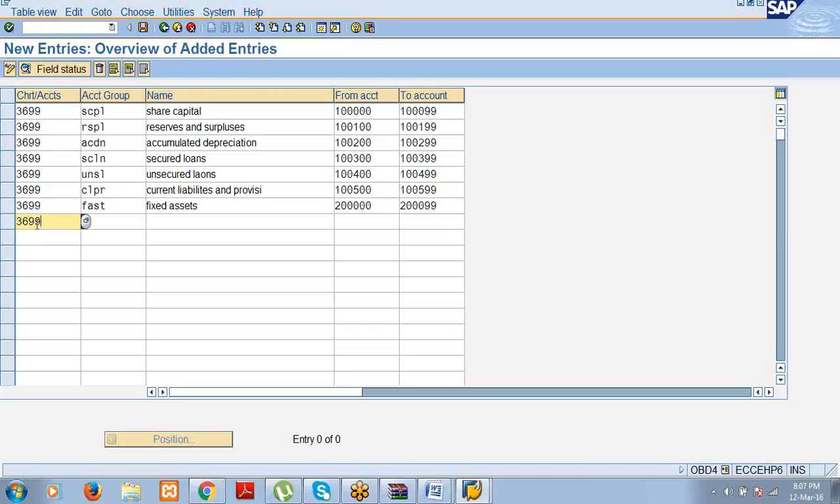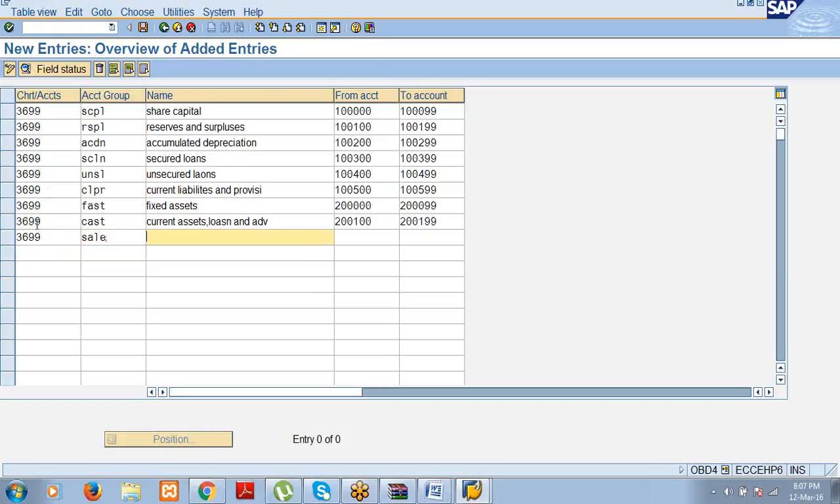Chart of accounts is 3699. CAST, current assets, loans and advances. From account is 2,100,000 to 2,199,000. Then chart of accounts 3699.